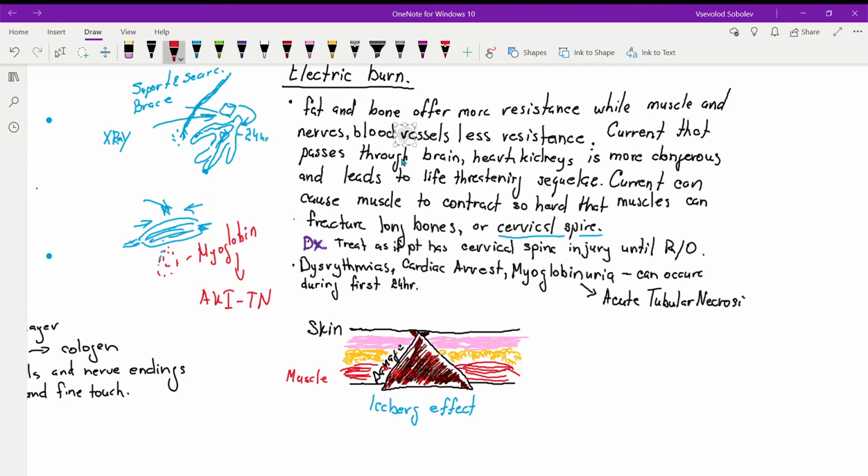Also, the iceberg effect. The point of entry is right here. I like to use my blue pen. So there's the cord, point of injury was here, and it's like an iceberg effect, spreads. Okay.